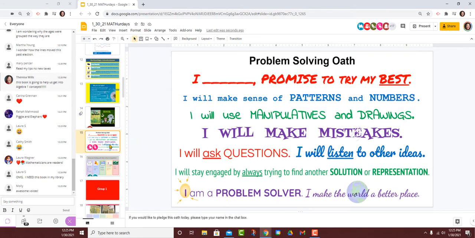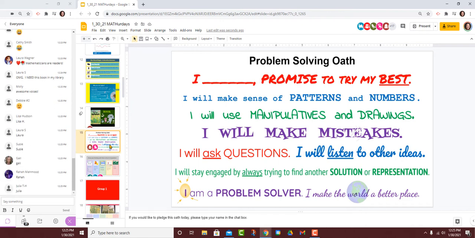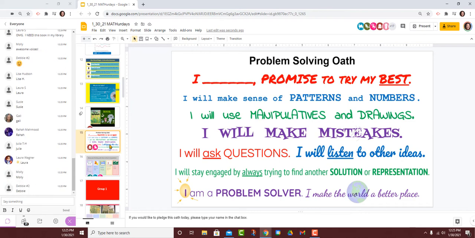On slide 15, I'm going to give everyone the opportunity to take this problem-solving oath. It says, I, Teresa, promise to try my best. I will make sense of patterns and numbers. I will use manipulatives and drawings. I will make mistakes. I will ask questions. I will listen to other ideas. I will stay engaged by always trying to find another solution or representation. I am a problem solver. I make the world a better place. As you've noticed, several of our friends have already put their names in the chat box. That is their way of saying publicly that, yes, I'm taking this oath today. Feel free to join them in the chat box.